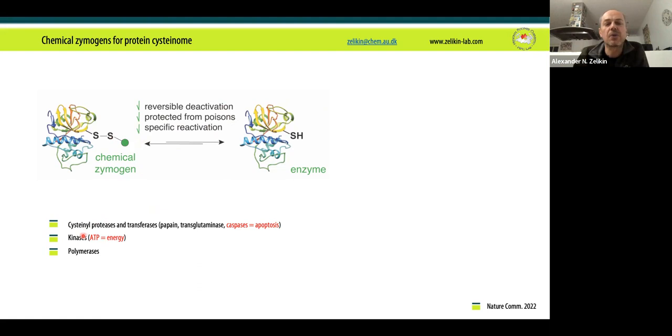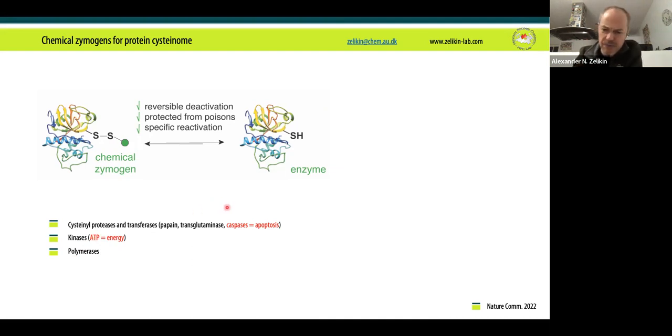If you look at the kinases, by some accounts, 40% of kinases have cysteine in the vicinity of the active site. And often, as you will see in a second, if you modify the cysteine, you actually stop the kinase activity. And why kinases? Well, ATP is energy and everything for us. Polymerases, unexpectedly, also have cysteine in the vicinity of the active site. So all of these enzymes are our tools to make artificial cells, to build a cell with artificial signaling cascades.